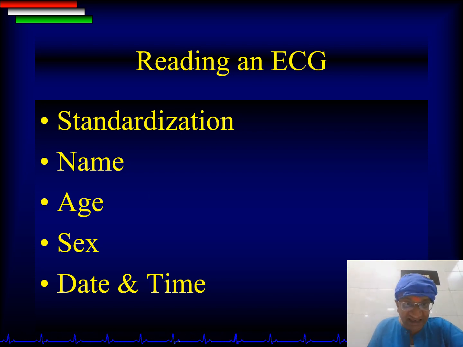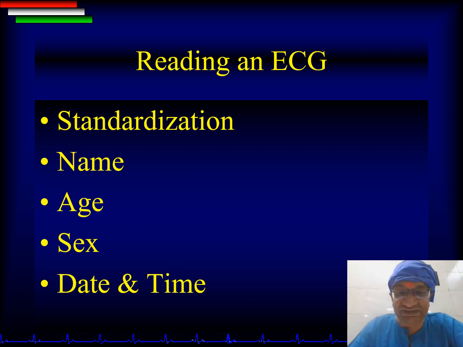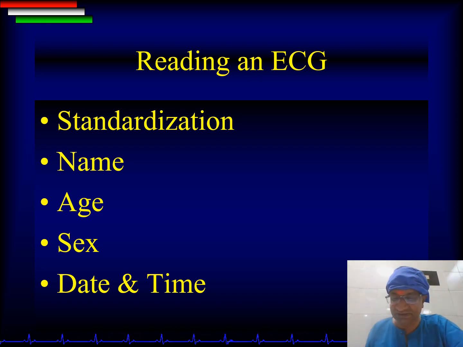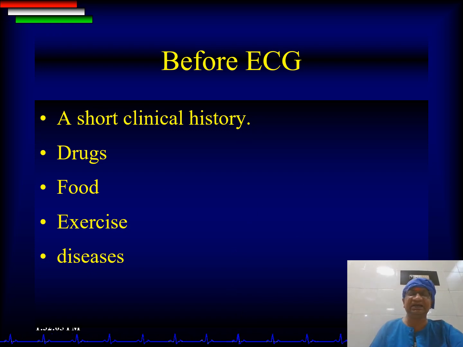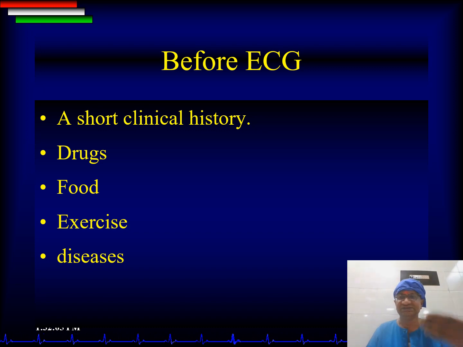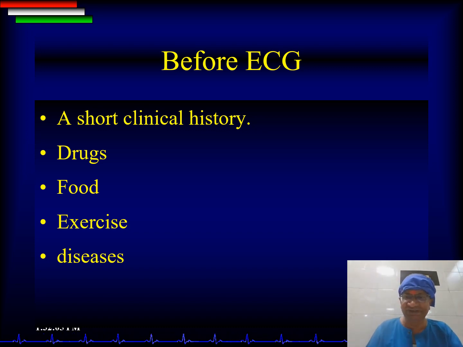Now, there is name, age, sex, date, and time, because we cannot treat an ECG which was recorded 1 year ago. So age, sex, name, because we cannot treat other persons. A short clinical history, for example, if the heart rate is 50 or 52. See whether the patient is on beta blocker, on clonidine, has taken food, has done exercise, or has some disease like thyrotoxicosis. All these things make the interpretation of the ECG different.